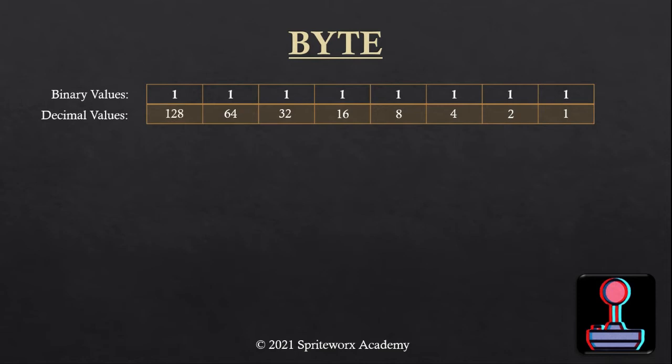So if we add all of these values together, 1, 2, 4, 8, 16, 32, 64, and 128, we get a total value of 255 decimal. So that means a byte, which is 8 bits stuck together, can have a maximum possible decimal value, when all the bits are turned on, of 255 decimal, which means that a byte can contain potentially one of 256 unique values ranging from decimal 0 through decimal 255.